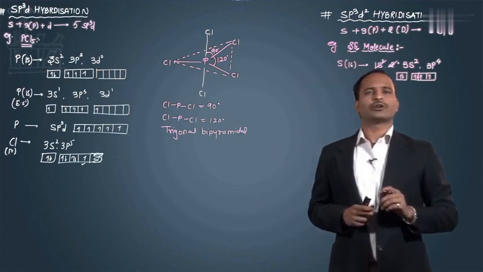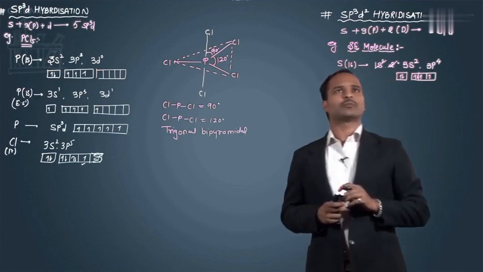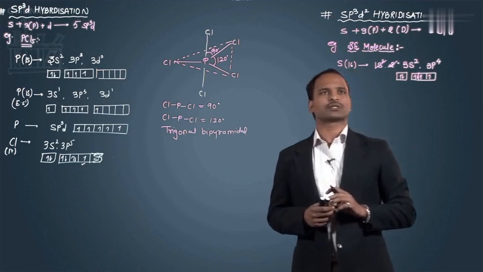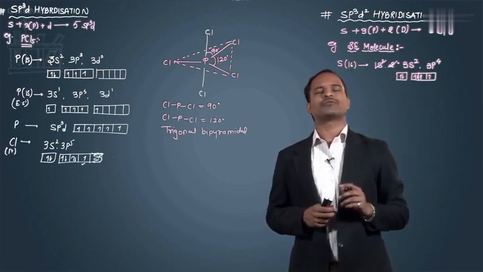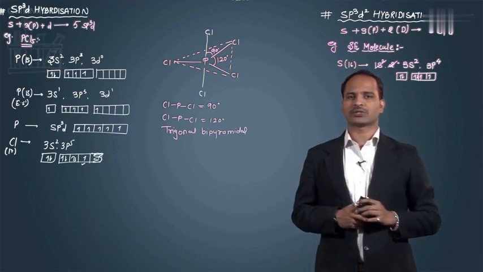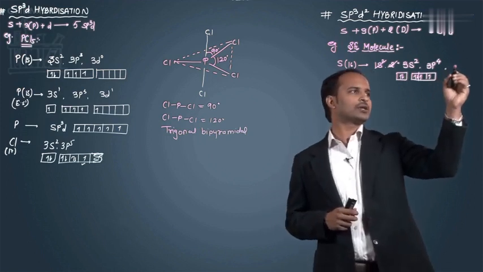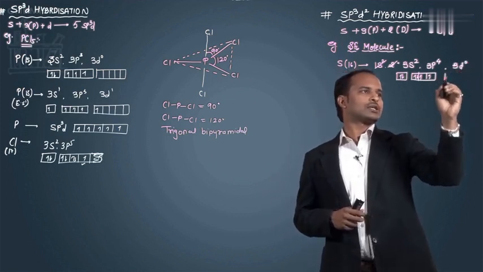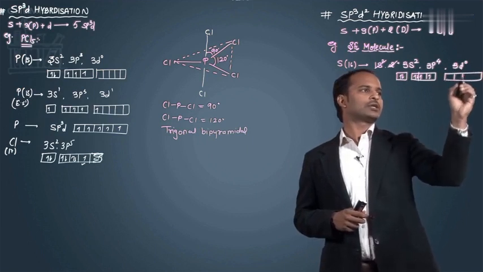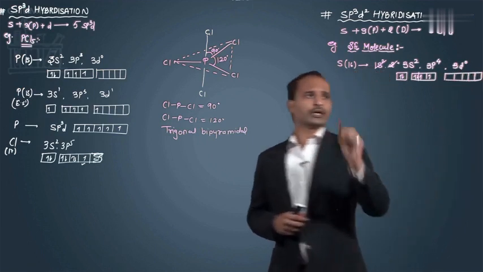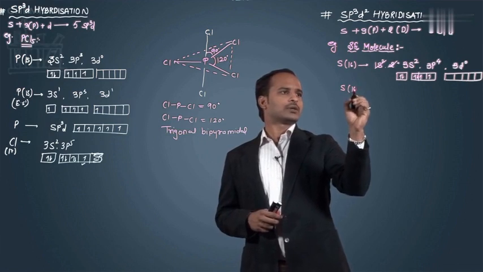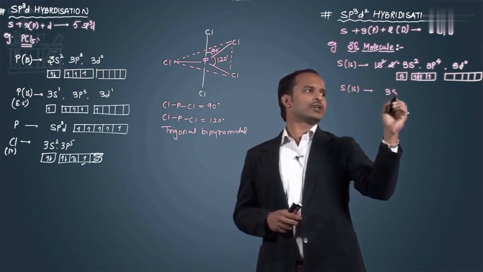So the total number of half-filled orbitals in the case of sulfur is 2, but the bonds formed total 6. Here the number of bonds and the number of half-filled orbitals do not match each other. So finally we have to write its excited state, where the electron will be excited to the 3d orbital. So this is sulfur in the excited state now.